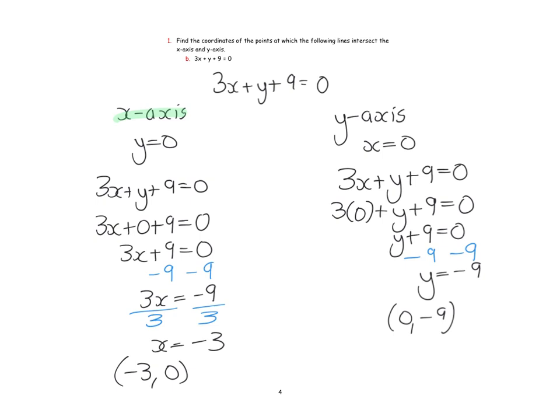So what we've done now is we've figured out where the graph cuts the y-axis. Looking back to what the question was originally asking us, it said find the coordinates of the point where the following line intersects the x-axis and y-axis. So we have the line 3x plus y plus 9 is equal to 0. It cuts the x-axis at the point minus 3, 0, and it cuts the y-axis at the point 0, minus 9.